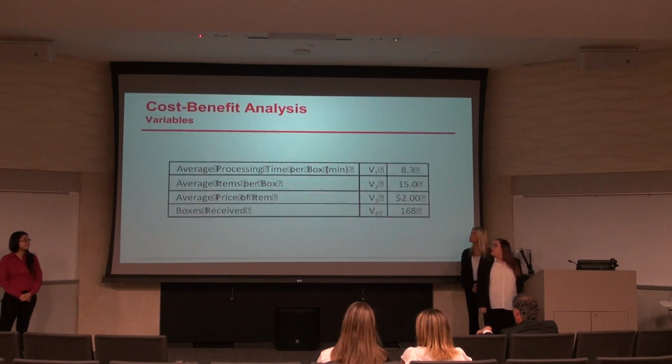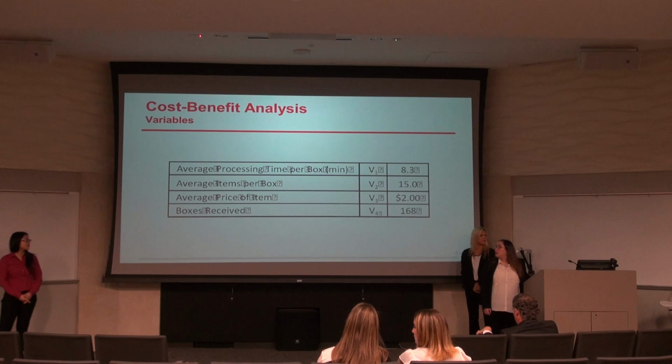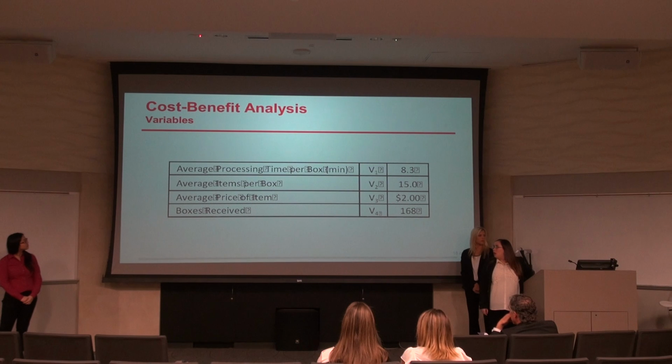So the first thing we did was define a set of variables. So the first variable was average processing time per box. The next variable was average items per box. The other one was average price of the items in the box. And finally, the amount of boxes received.